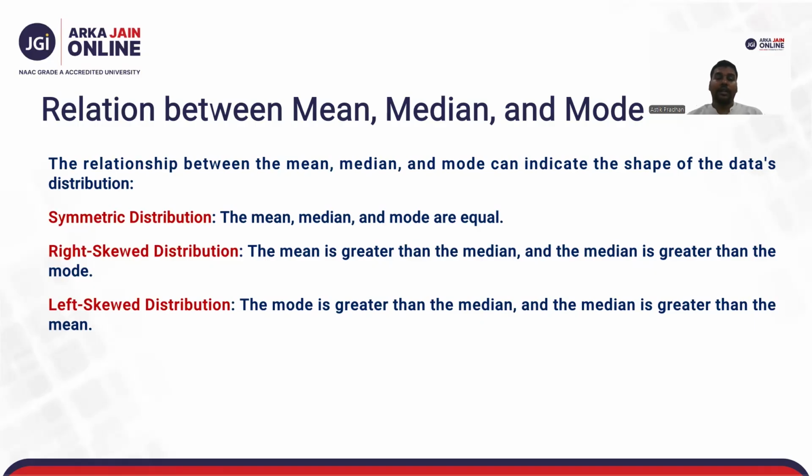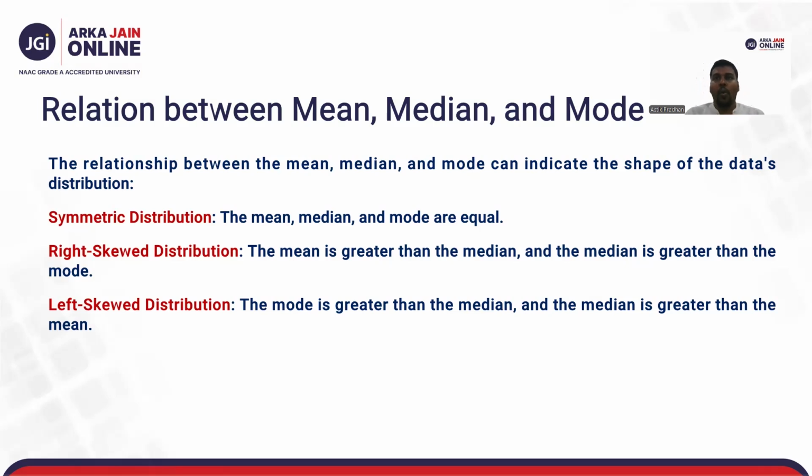Okay, now this is right skewed distribution. The second type is called left skewed distribution, where the mode is greater than the median and the median is greater than the mean. So just the reverse order. Here the mode will be greater than the median and the median value will be greater than the mean value.